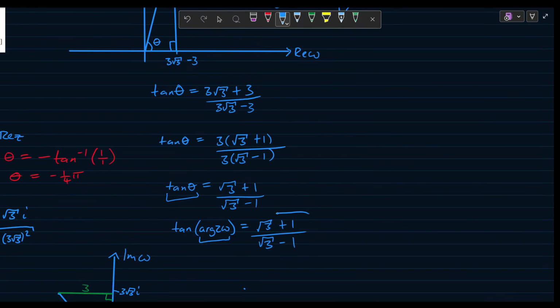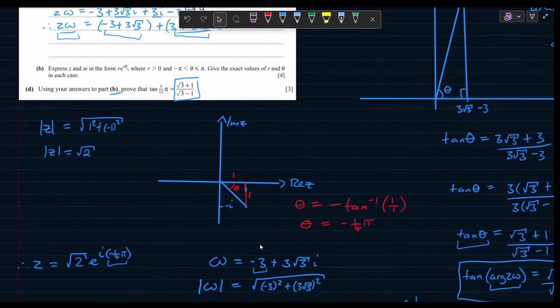So in this equation here, we can replace our arg z omega with 5 over 12 pi, so that we've got tan 5 over 12 pi is equal to root 3 plus 1 over root 3 minus 1. And we have proved exactly what they wanted us to prove.